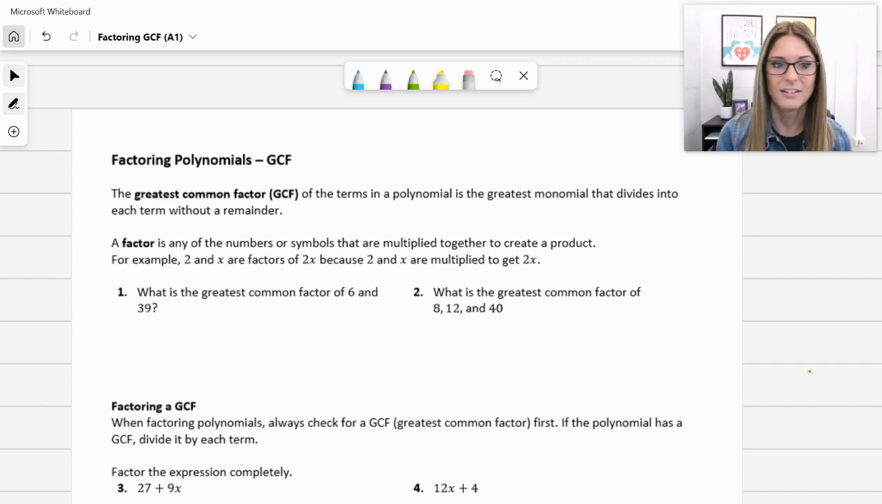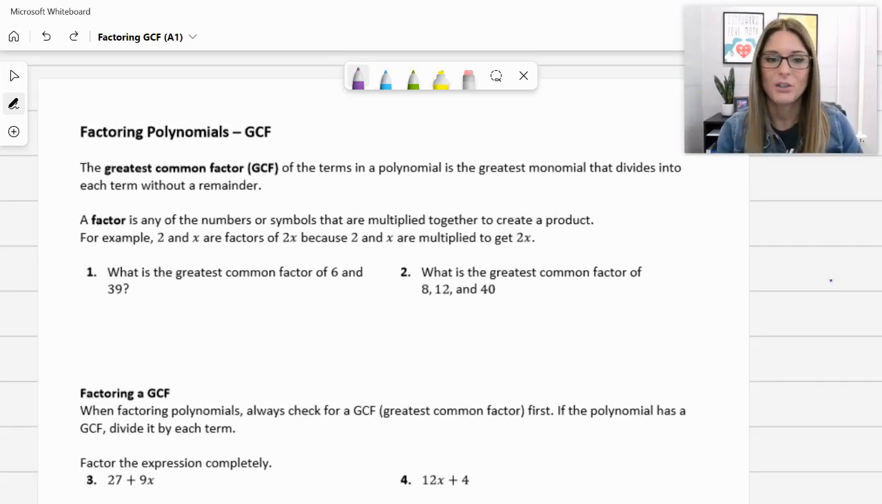A factor is any numbers or symbols, meaning variables, that are multiplied together to create the product. Factors are the things that are multiplied together to make our product. So for example, 2 and x are factors of 2x because 2 and x are multiplied together to make 2x. Factors are the pieces that are multiplied together. So when we're looking for a greatest common factor, we're looking for the biggest one that they have in common. So let's look at some examples to get us warmed up with GCF.